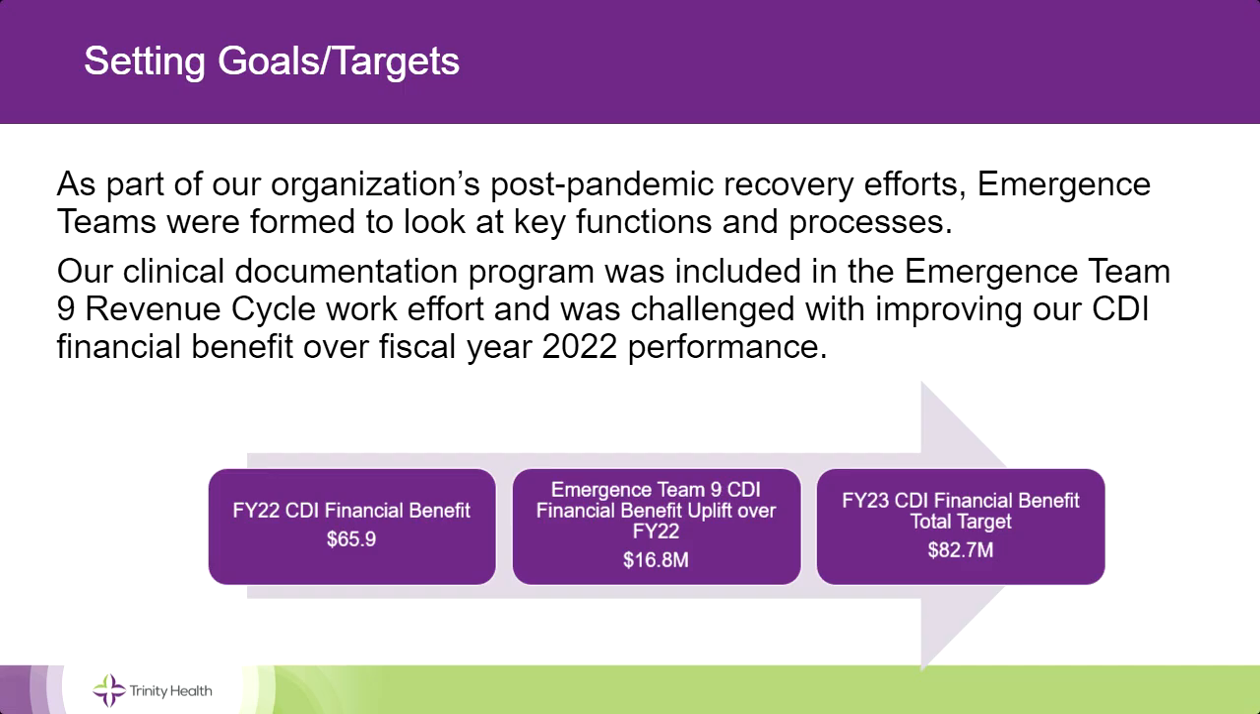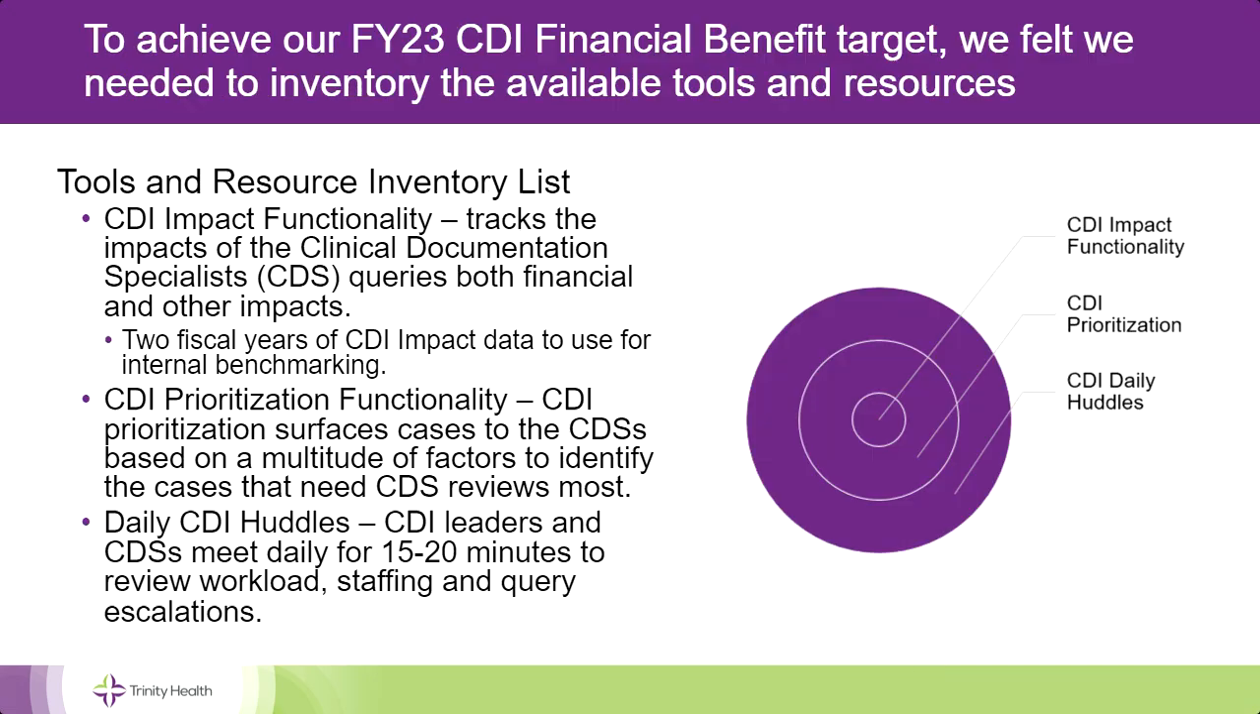So essentially what we said was, if you hit your target in fiscal year 22, you had to maintain what you had already achieved. And if you exceeded your target in fiscal year 22, you had to maintain what you achieved. If you didn't hit your target, then you needed to hit the target that we had outlined for fiscal year 22, which we had a deficit of about $16.8 million that was left on the table. So in fiscal year 23, our total target was $82.7 million.